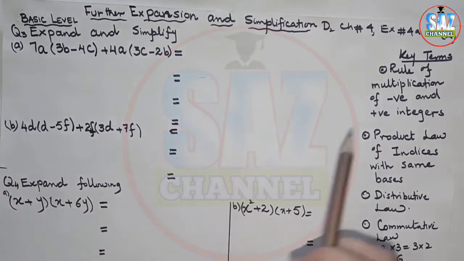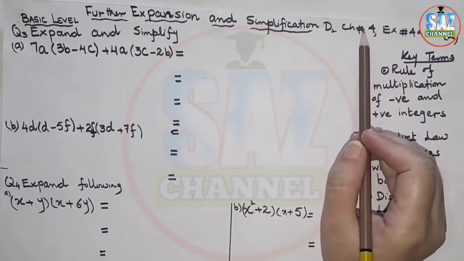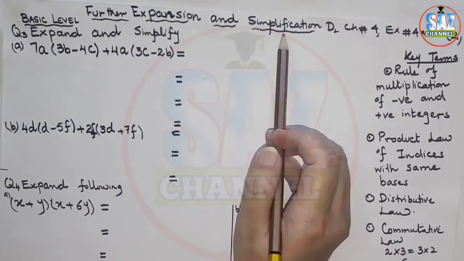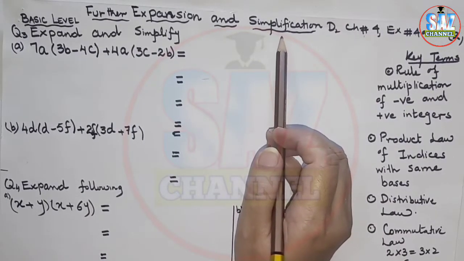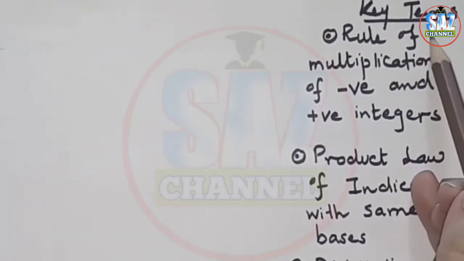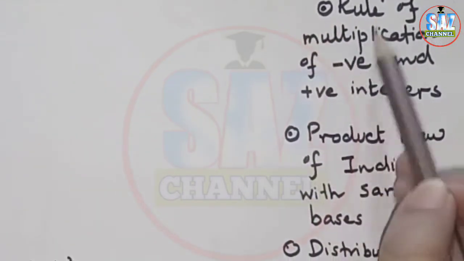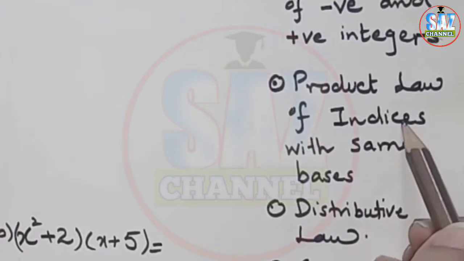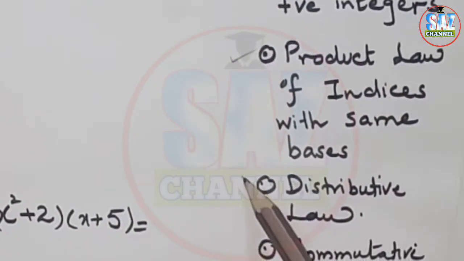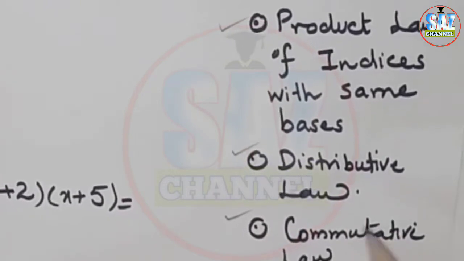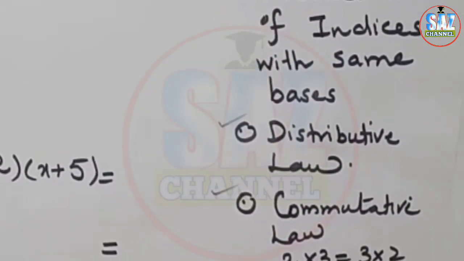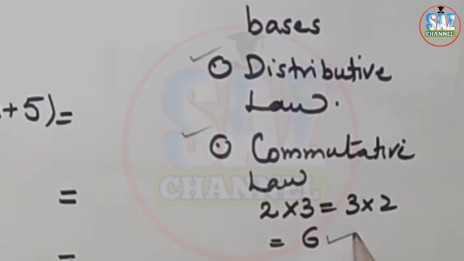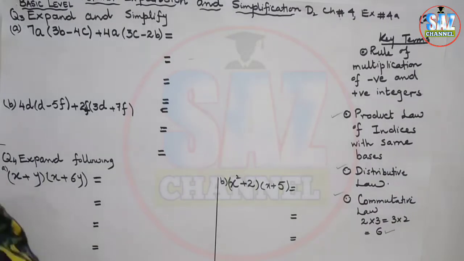This is my second lesson of chapter number 4 D2 exercise 4A, that is about further expansions and simplifications. Before going to the exercise, there are some key concepts that we must reinforce. For example, the rule of multiplication of negative and positive integers, product law of indices with same basis, distributive law and commutative law of multiplication. For example, when we are multiplying 2 by 3 or 3 by 2, the answer comes the same, that is 6. Let's move to the exercise.